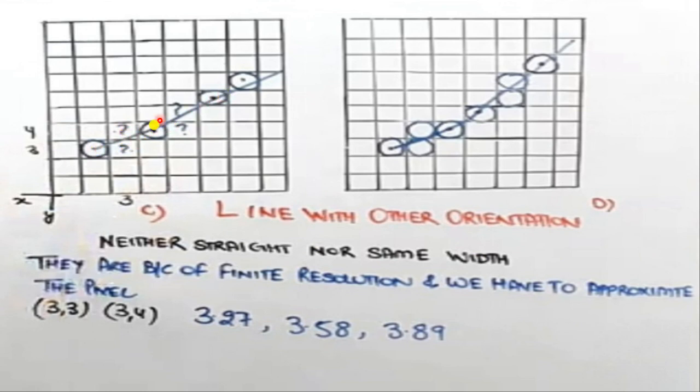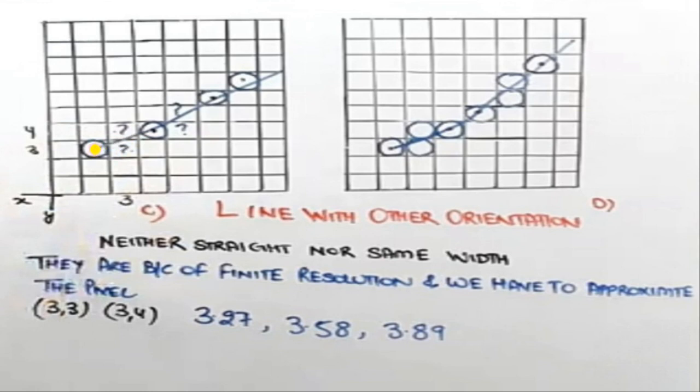So for the line which is passing to the next pixel, there are two grids in between. The line is crossing both grids, but I want only one grid to be glowed.